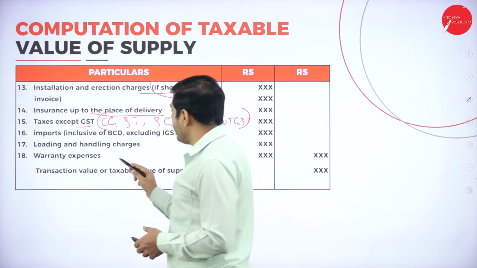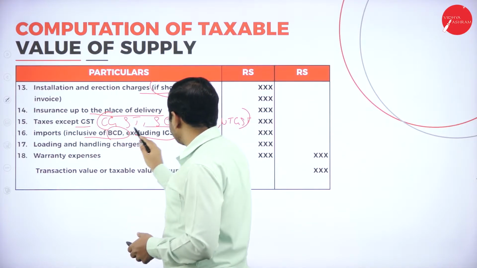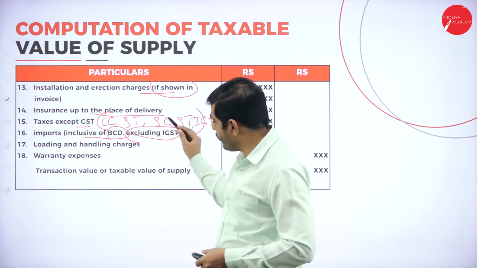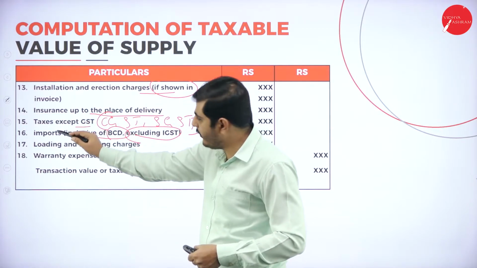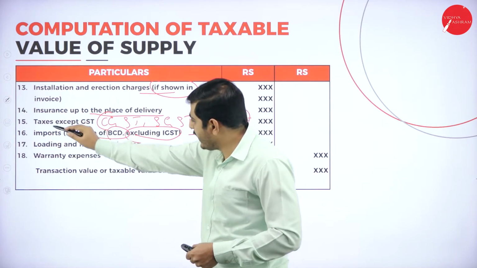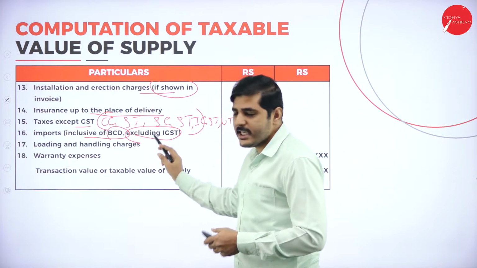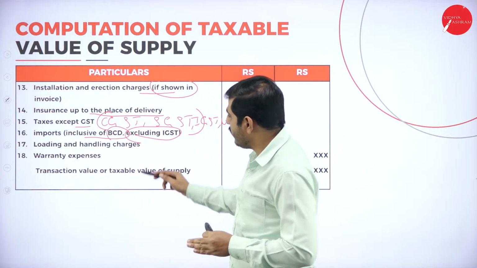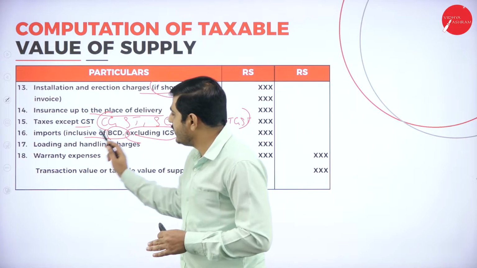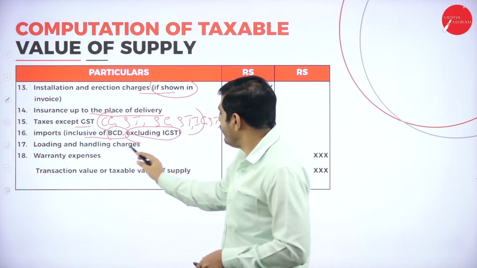Next one, import inclusive of BCD, basic custom duty, and excluding IGST. So for the import, we should take the cost of the product plus BCD, basic custom duty. If it is including IGST, we should remove the IGST. We should take only the actual worth of the product plus BCD, basic custom duty. Next one, loading and handling charges and warranty expenses.